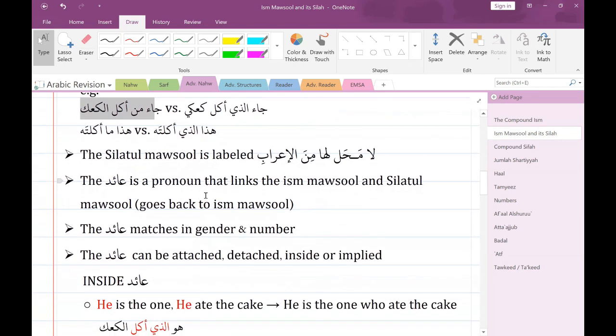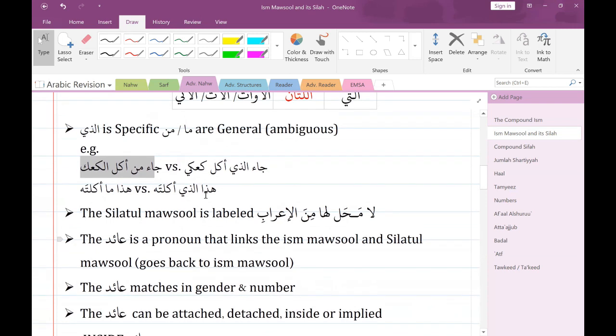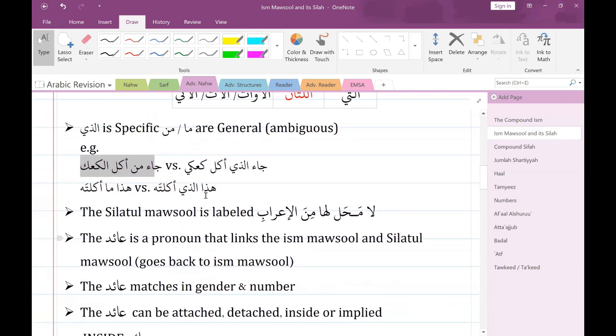And of course, the Silatul Mawsool is labeled as لا محل لها من الإعراب. You will see this a lot. There's no grammatical labeling for the Silatul Mawsool. Okay, so that's just how you label the Silatul Mawsool. It doesn't have a grammatical role because it's part of a fragment. It's not a thing on its own. It's part of something. So together they get a grammatical labeling, but on its own it doesn't get any grammatical labeling.